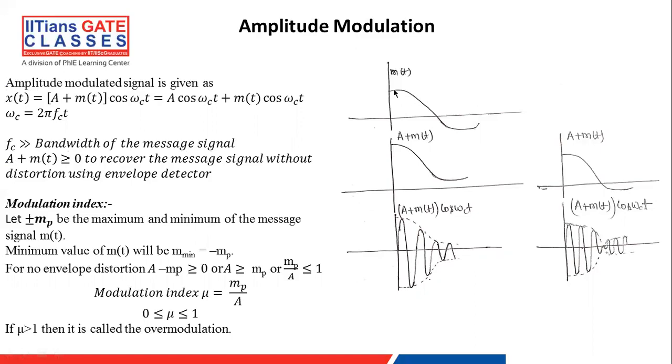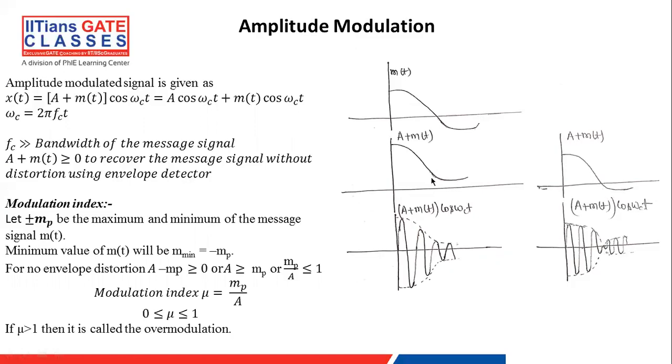So let's say we have m(t), which is a message signal that looks like this. After that we have to add A. So I have added A, and because of that it has shifted up. So this is A + m(t). Now based on the value of A, it can be shifted up more or less. Here the value of A is very small, so it has not shifted much, but here the value of A is very high, so it has shifted too much.